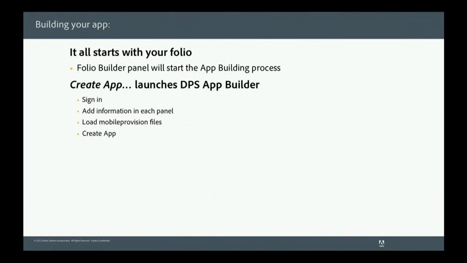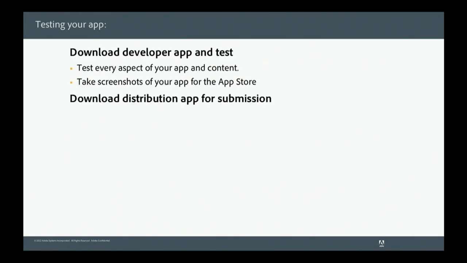You will have to sign in, or you will be signed in automatically with your Adobe ID. You can add information in all the panels and then create the app from there. But we will see that. Then you will be able to download a developer app to test on your devices and all of the devices that you have listed with Apple, with your coworkers or your bosses. And one thing not to forget also is to take screenshots of this app, because when you submit the app to Apple, you will have to also provide screenshots so that people get an idea of the content of your publication while they browse it in the App Store.